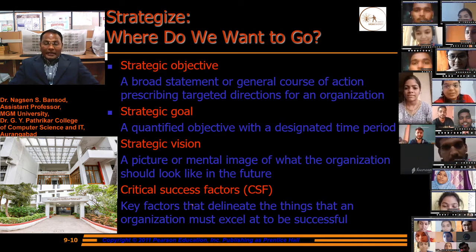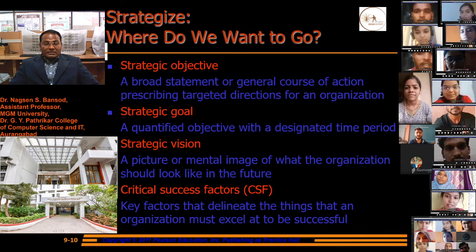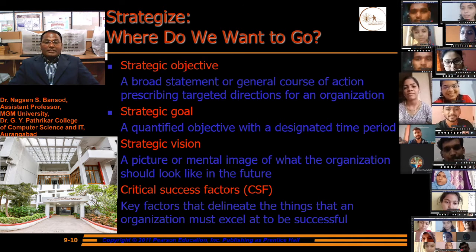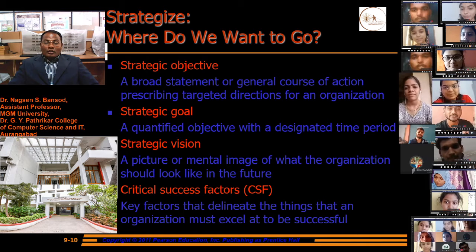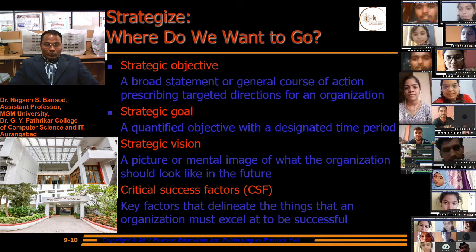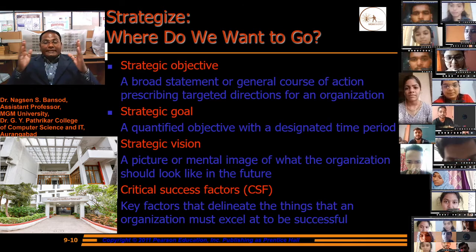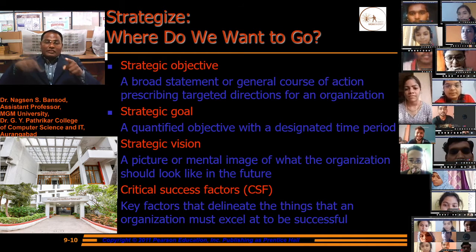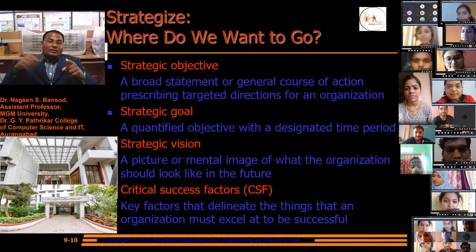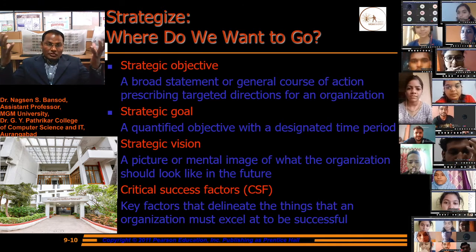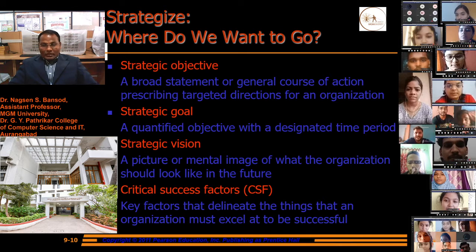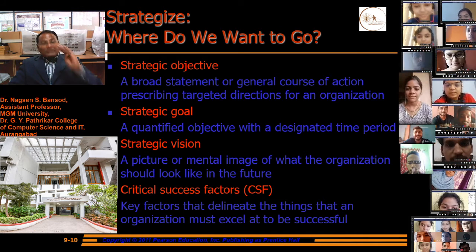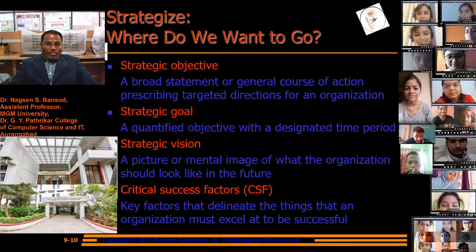Critical success factors: key factors that delineate the things that an organization must excel at to be successful. We need some success factors so that our business will excel and reach success as a successful organization. These are the things we need to delineate for the business.